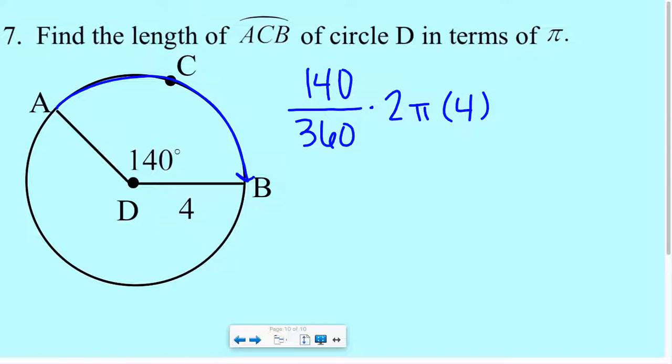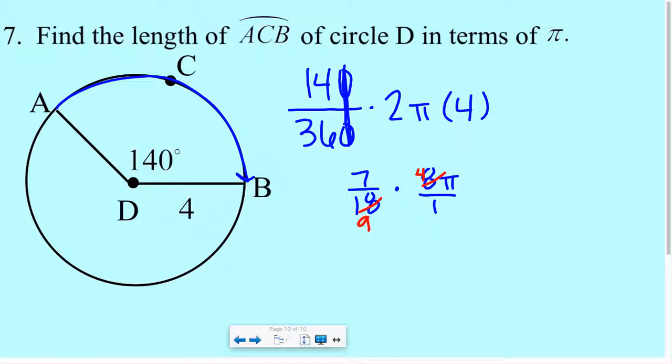Okay, a lot of this is simplifying and multiplying. In your fraction, your zeros will cancel, so I get 14 over 36. Go down by 2, so that would be 7/18. So that's how much of the circumference we're trying to figure out. Times 8 pi. You need to put that over 1. I like to reduce first, then I don't really have so much thinking to do. 8 and 18 are both divisible by 2.